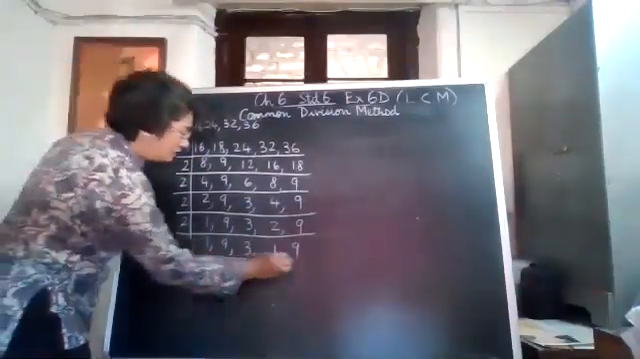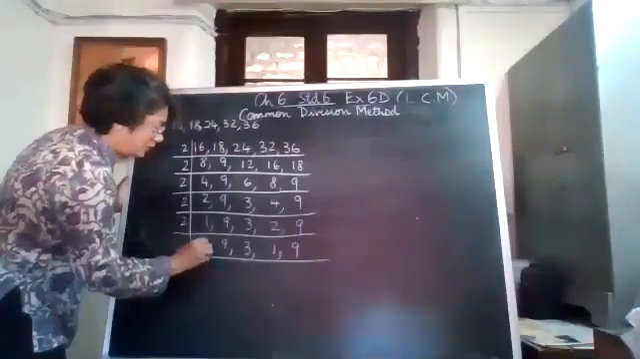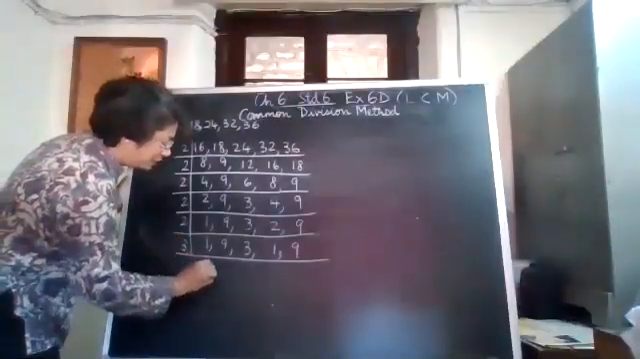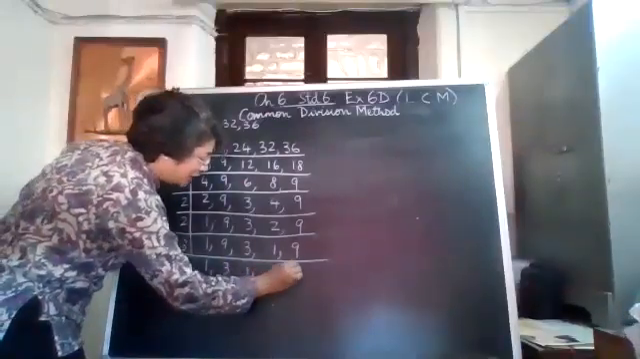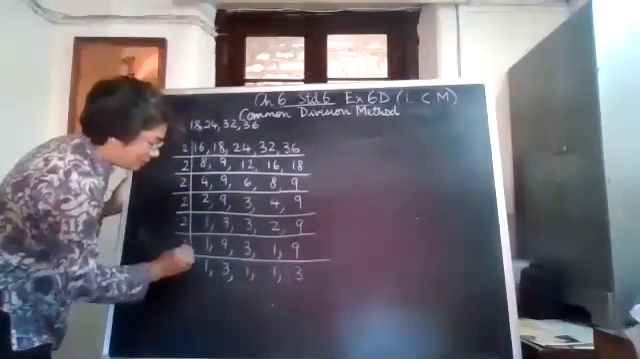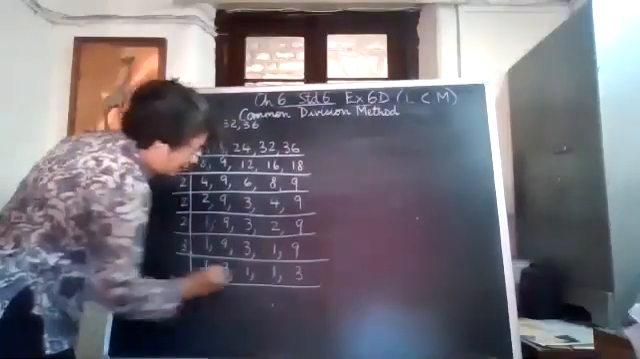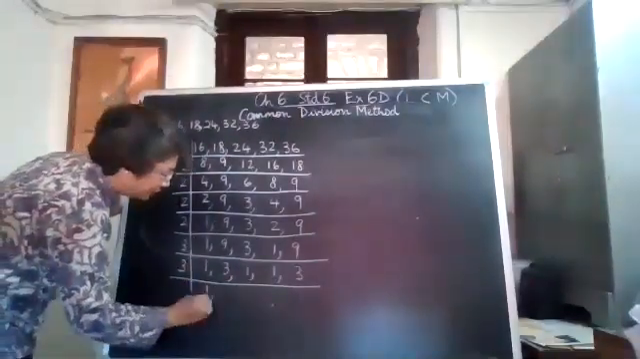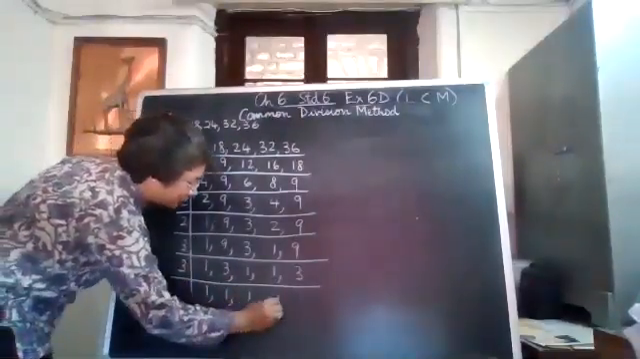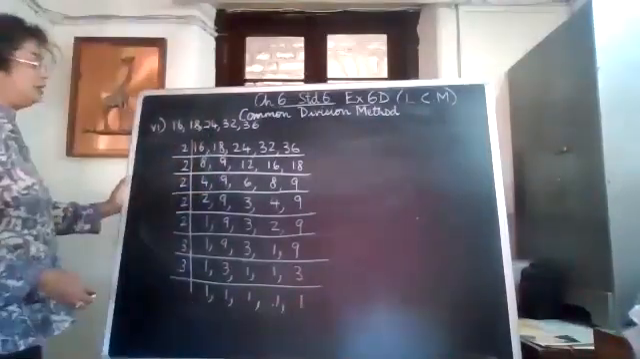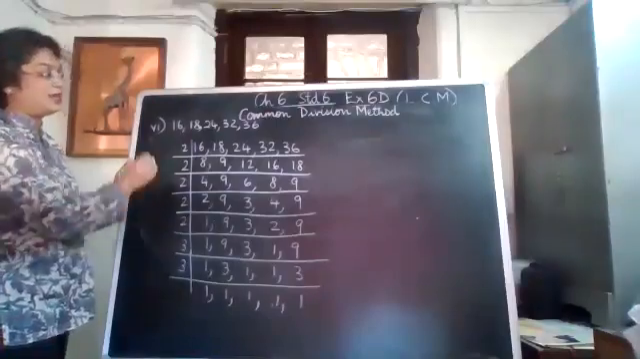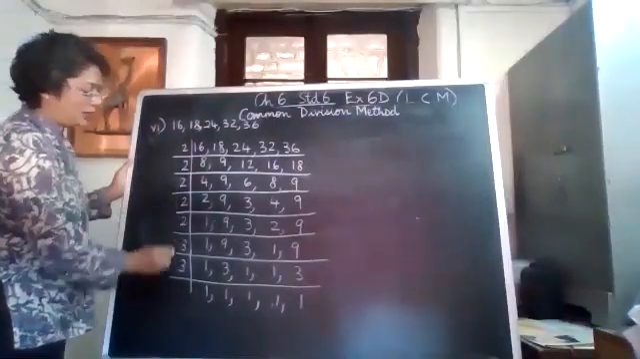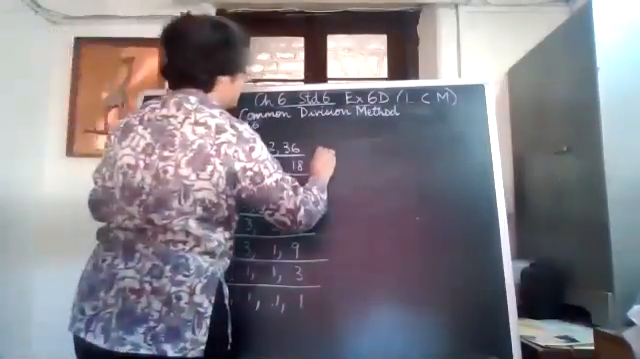Now what do we have? We have 3s and 9s. Both will go by number 3. 3 1s are 3. 3 3s are 9. 3 1s are 3. 3 3s are 9. Again 3. 3 1s are 3. So all the prime factors are over here. For my LCM by the common division method, I will multiply all these numbers.